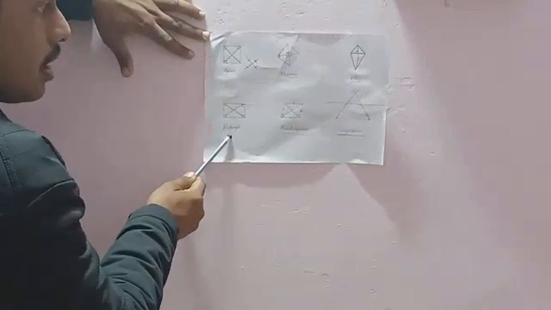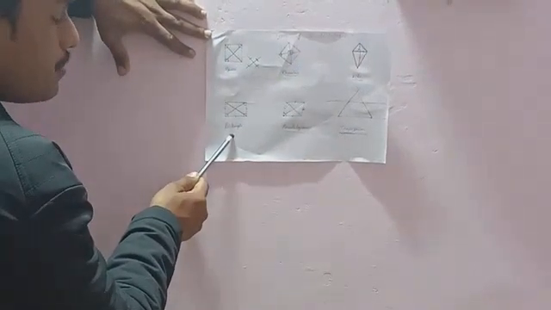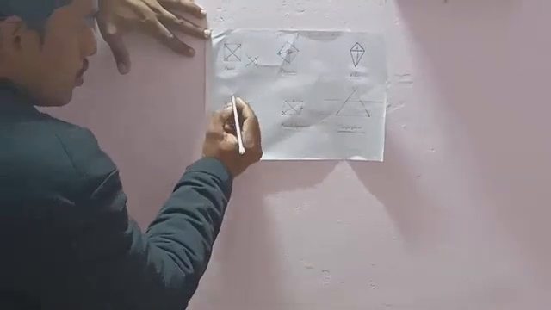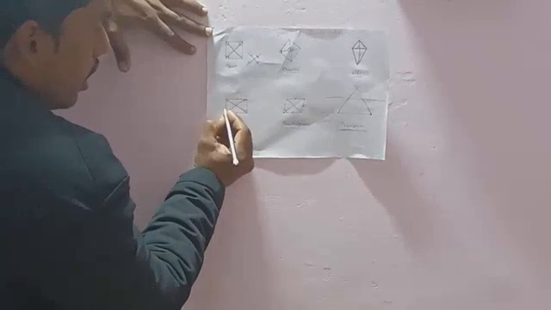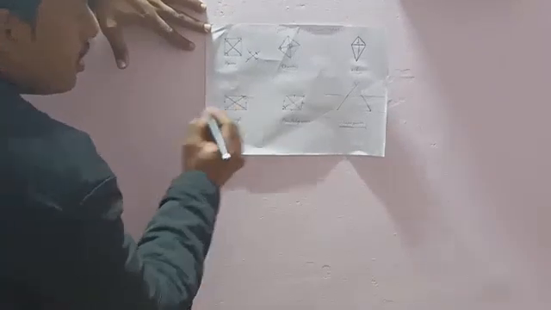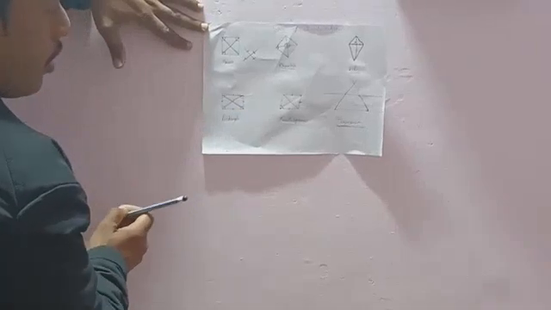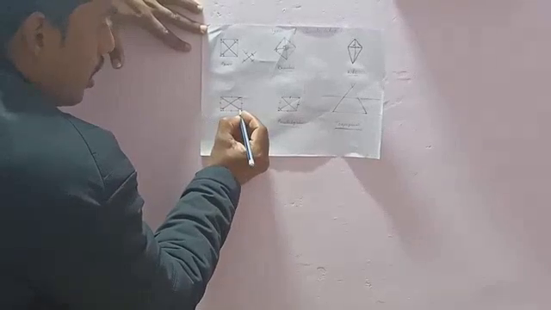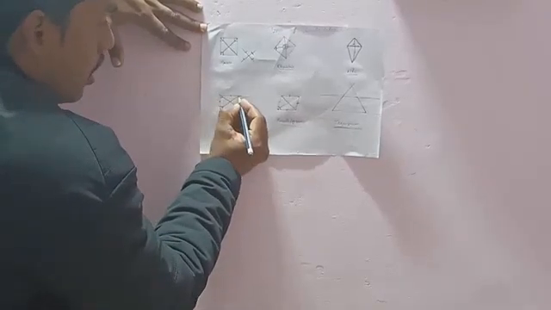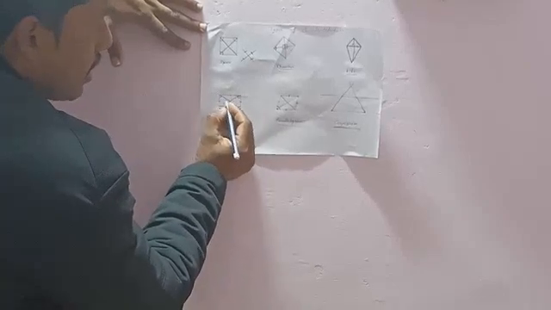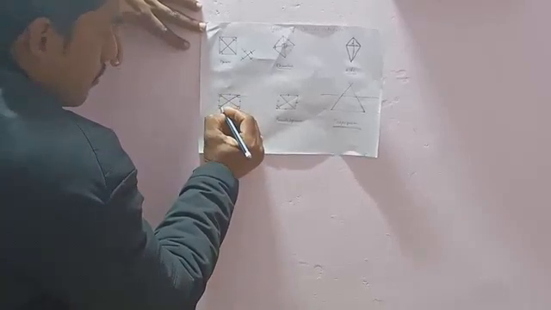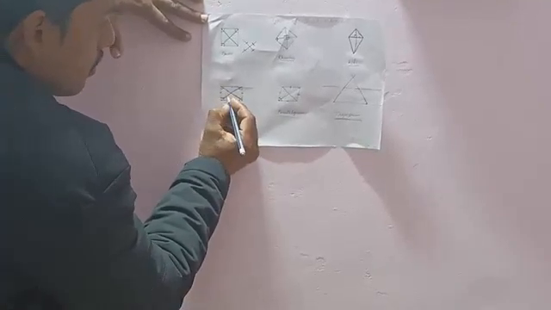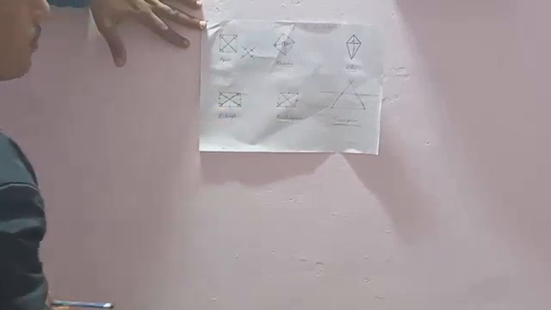Our next quadrilateral is the rectangle, in which opposite sides are equal. So this side is equal to this side, and this side is equal to this side. Here one more thing: all the adjacent angles are 90 degrees, and the diagonals bisect each other. So this is equal to this one, and this is equal to this one.